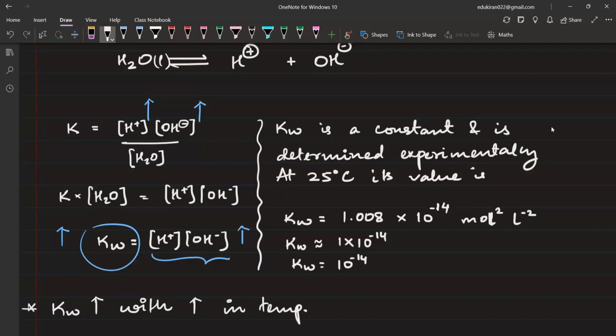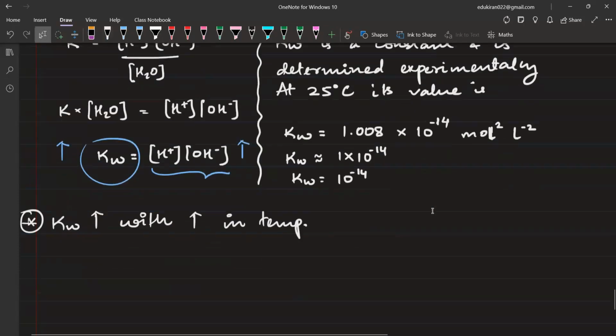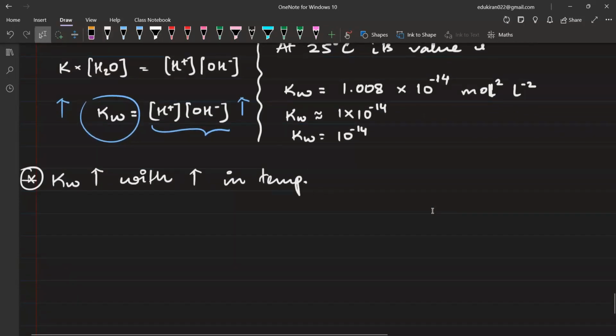So at 25 degrees Celsius, this is the value that we are going to take, but this is an important characteristic of Kw that we have to keep in mind, that it increases with increase in temperature. Now, next thing also is that we can determine the concentration of H plus and OH negative at 25 degrees Celsius. So what will happen in pure water?